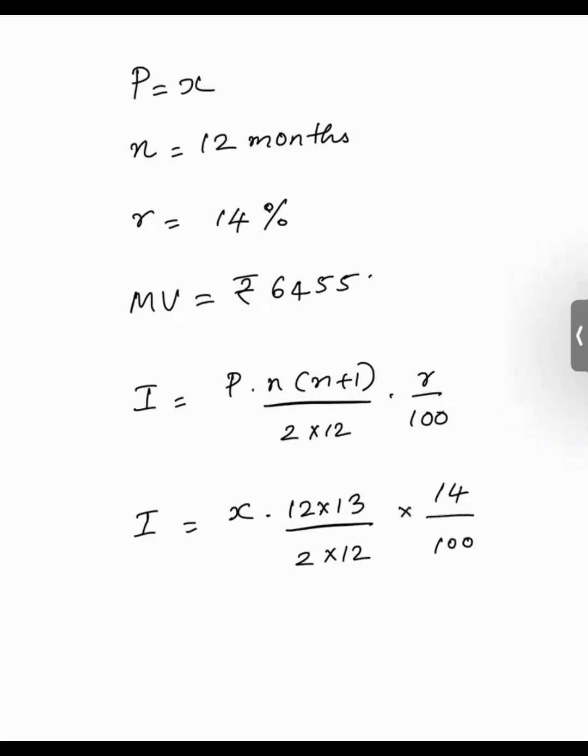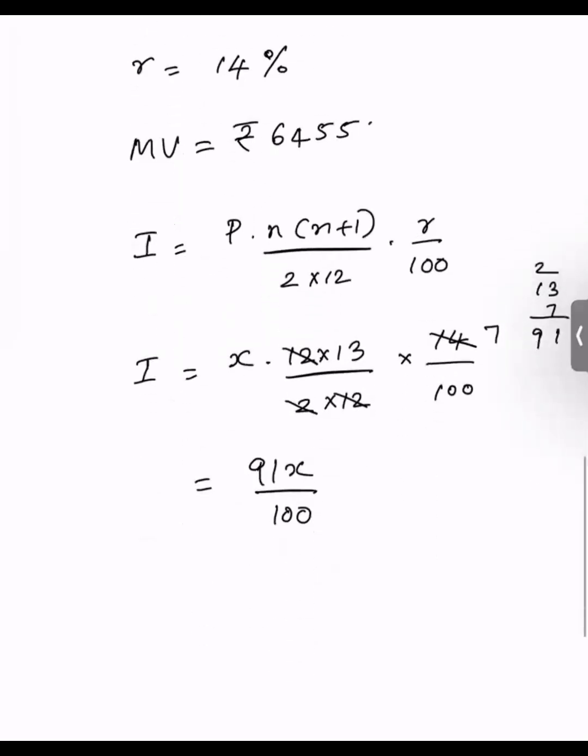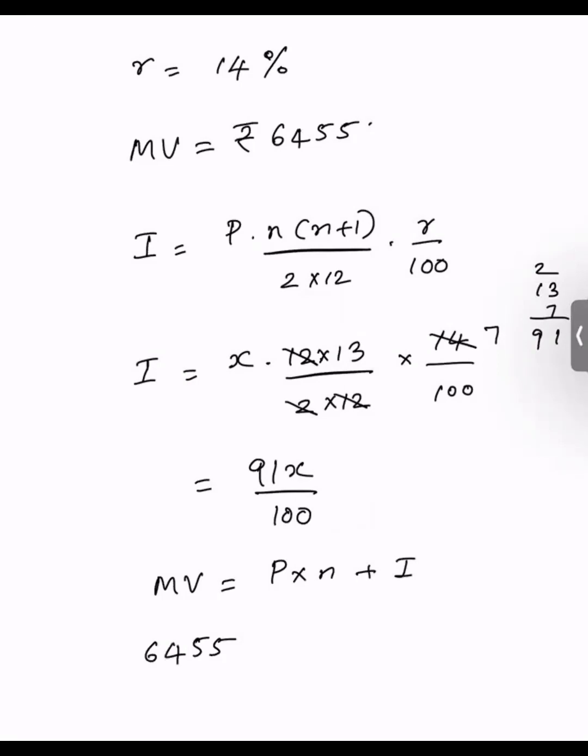Now reduce whatever is possible. Okay, so what do I get now? 91x by 100. What is the maturity value? Now I'm going to substitute this in the maturity value. Maturity value is principal into N plus I. So 6,455 is the maturity value. That is equal to, what is principal? I don't know. So write X. What is N? N is 12, plus 91x by 100.